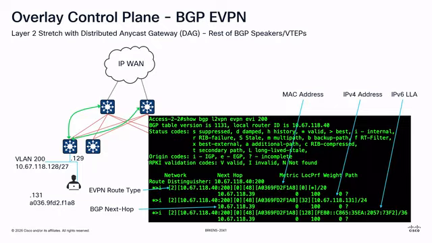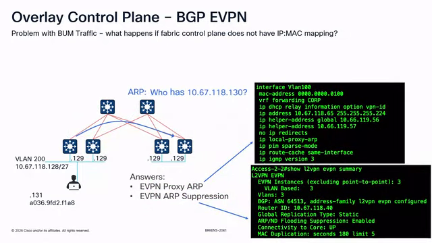What endpoints normally do when they're sending traffic to an endpoint that they haven't communicated with before is send an ARP, right? Or it could be some other BUM traffic, like link-local multicast or whatever else. So let's look at how ARP is handled in the network. Well, the endpoint wants to send an ARP. I'm sure you've seen it in Wireshark captures many times. Who has 10.67.118.130? So we have an IP address, we don't know the MAC address.